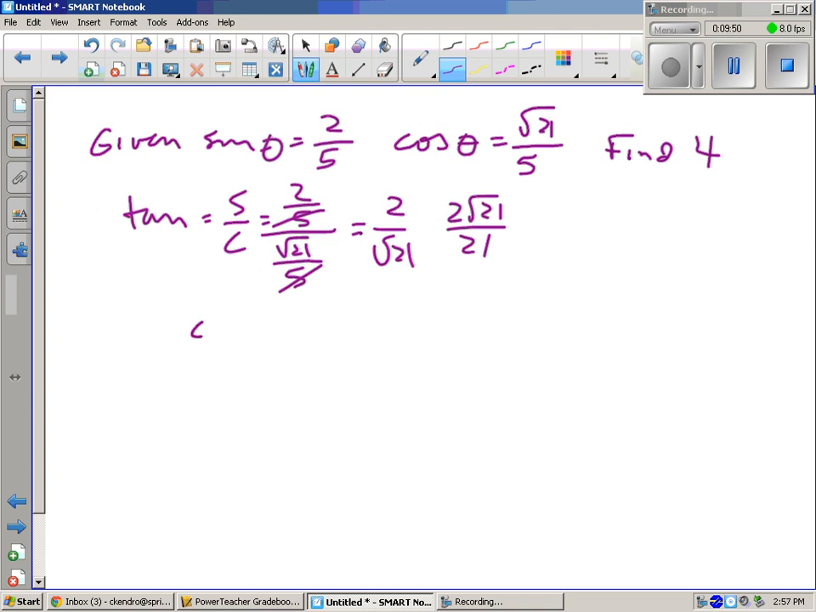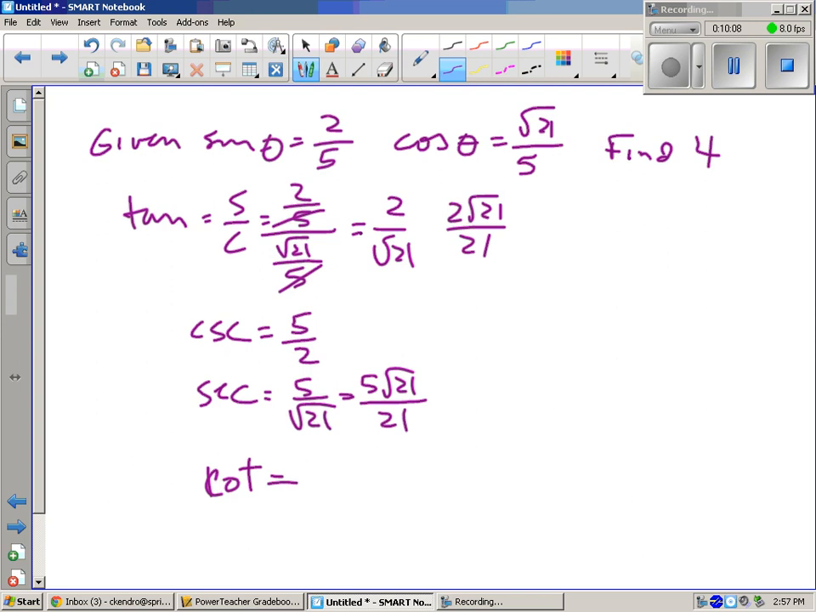All right, next are the evil twins. Cosecant is just flipping over the sine, so 5/2. Secant, we flip over and get 5 over root 21, simplifying to 5 root 21 over 21. And then cotangent is flipping over tangent. If you look at this one, it's not as pretty, because you're going to have a radical in the bottom. If I flip this one over, my radical is in the top and I'm done. So I'm going to save myself a little bit of time. Okay, so that's how it goes. You just find tangent by sine over cosine, then flip them over.